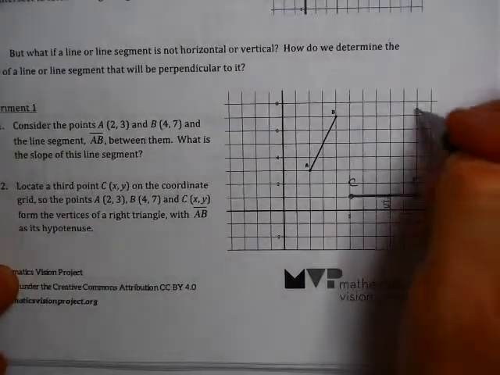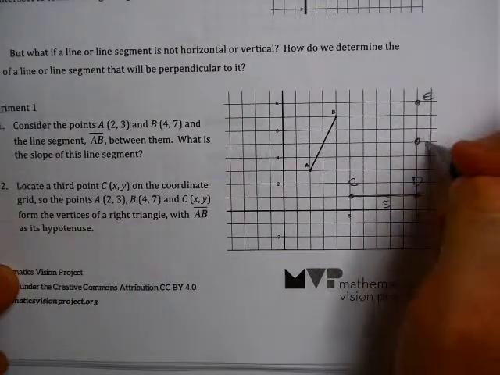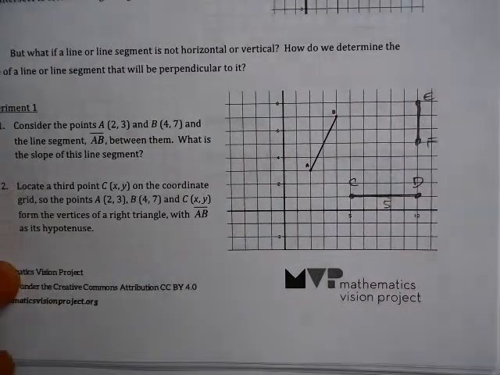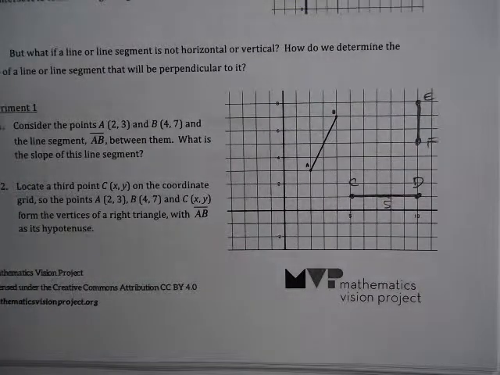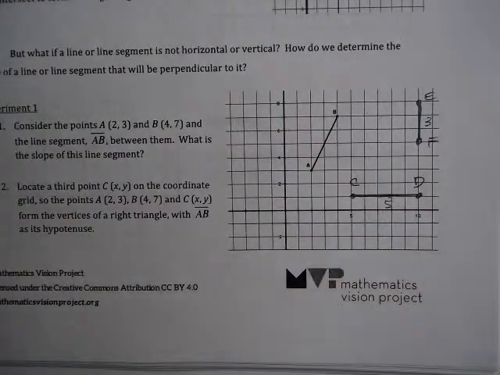And if I had something like maybe E and F, what's the distance? 3, right. If it's vertical or horizontal, we've got no problem. It's easy to see what the distance is.